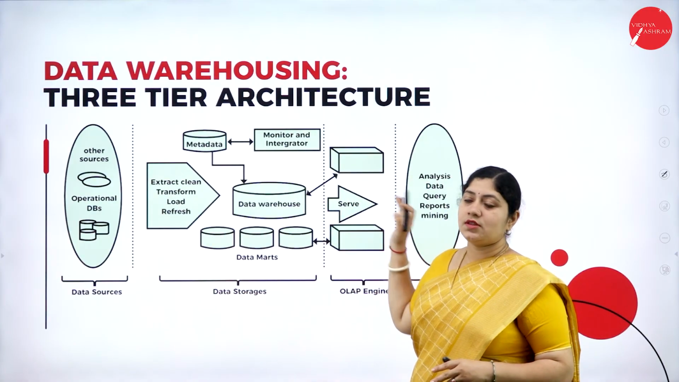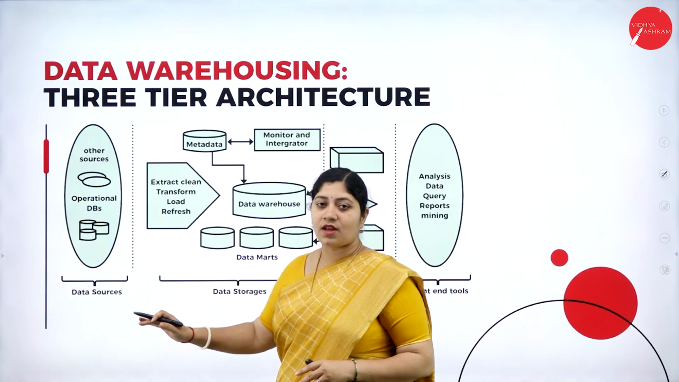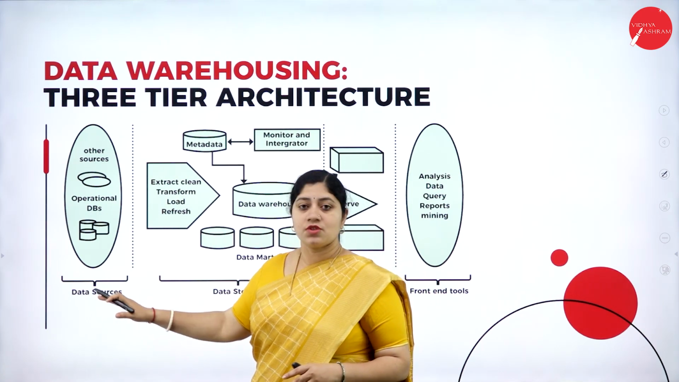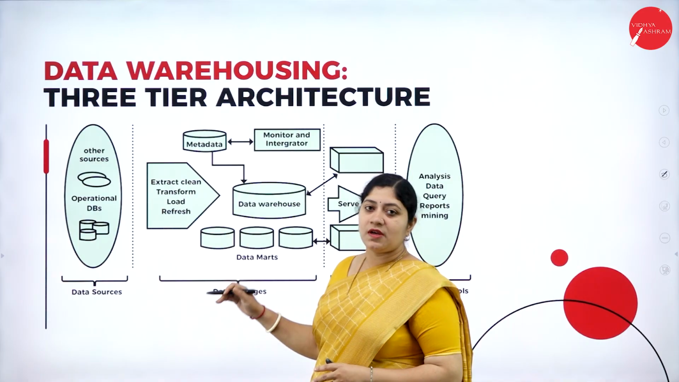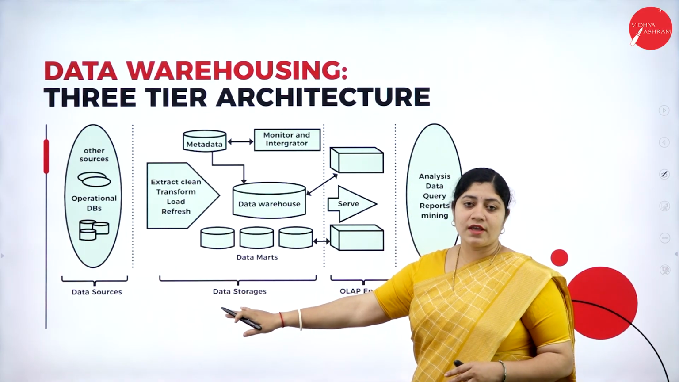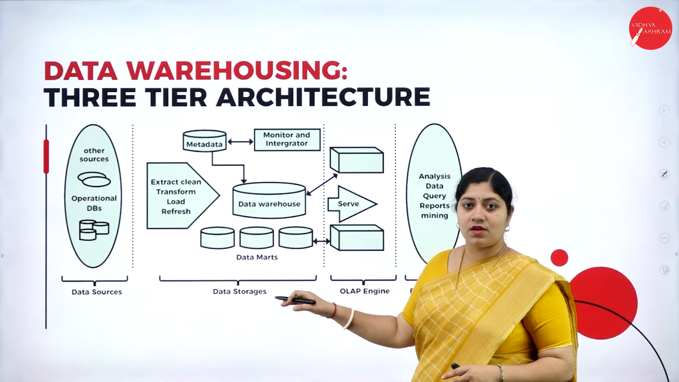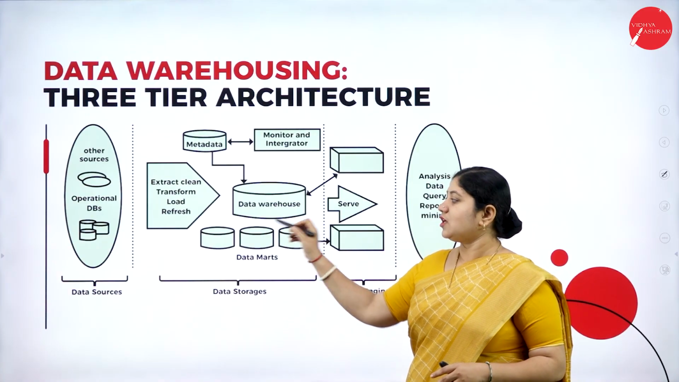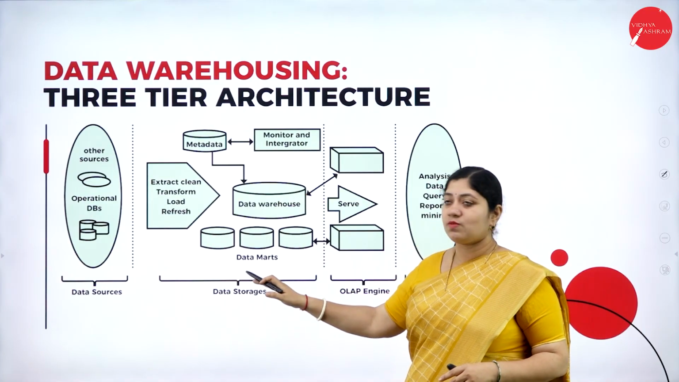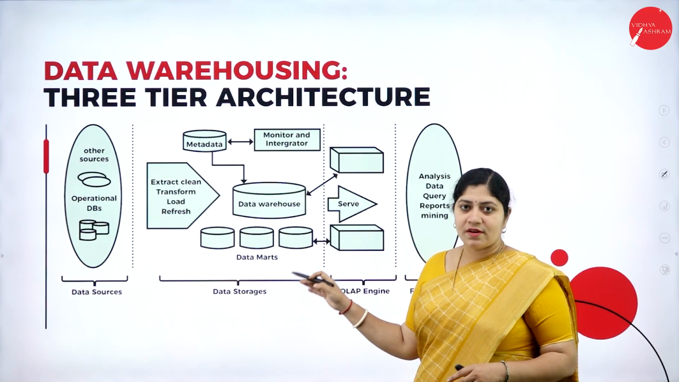So this is a three-tier architecture where it starts with a bottom tier, which is also called data sources, followed by the middle tier, which is completely utilized for data storage. And over here, you can see there is a data warehouse, which has been supported by metadata as well as different data marts. Great, right?